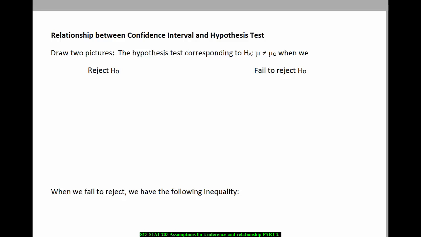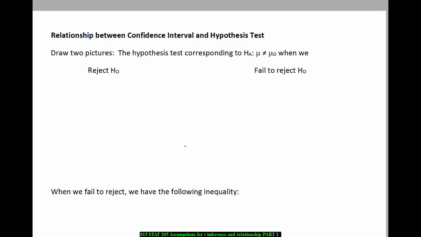So we're going to draw a picture of the hypothesis test and shading in p-value areas and such that corresponds to the alternative hypothesis of not equal to. All right, so remember we said when we have a not equal to alternative hypothesis, we're going to shade in the area above the positive version of the test statistic and below the negative version of the test statistic to get our p-value area. All right, and we're going to draw a couple of other things too.